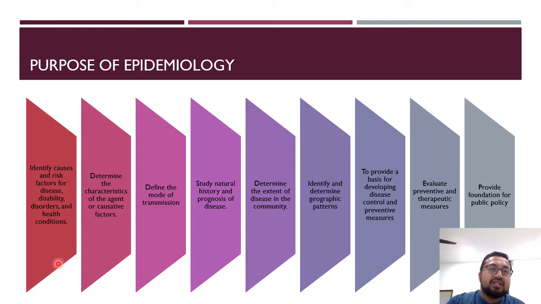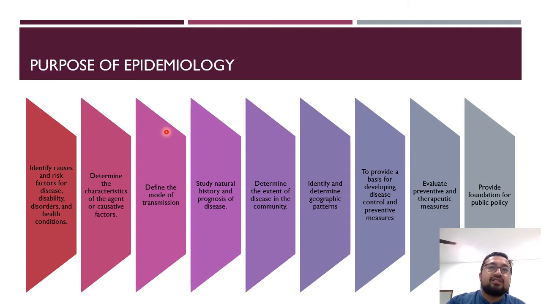So first sekali sebab kita nak tahu identify causes and risk factor for disease, disability, disorder and health condition. Okay, kita nak identify cause dia. Kenapa benda ni berlaku? Okay, determine the characteristic of the agent or causative factors. Okay, daripada risk factor tu kita nak tahu apa karakter dia yang boleh menyebabkan disease among the population. And kita nak tahu juga how they transmit. Okay, adakah dalam keadaan crowding people ke, atau dalam keadaan sejuk atau dalam keadaan panas. That's the role of environment.